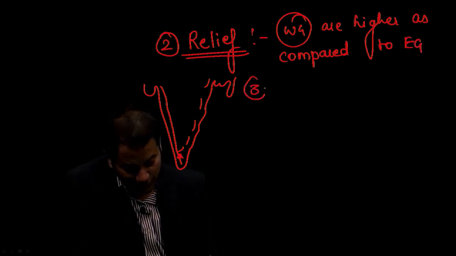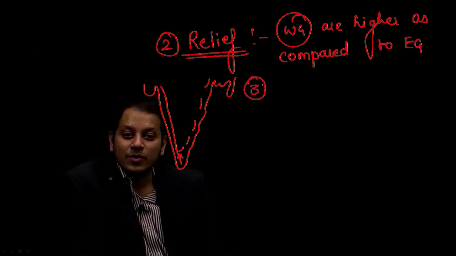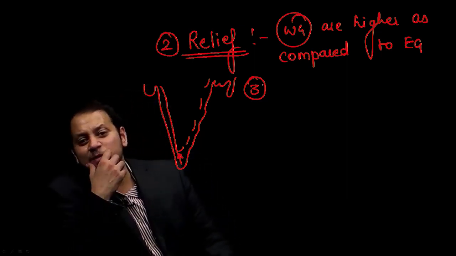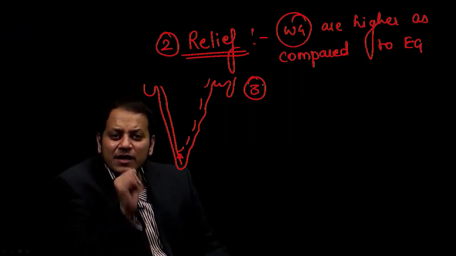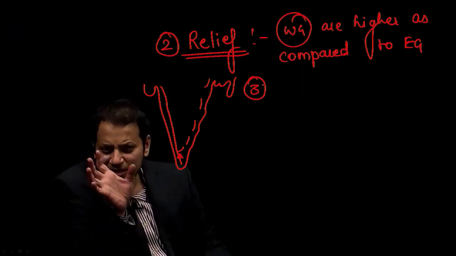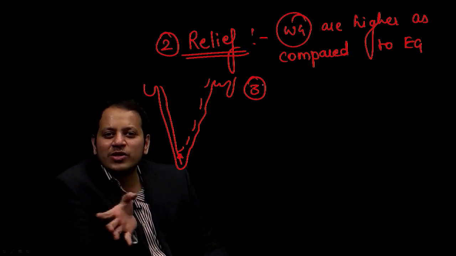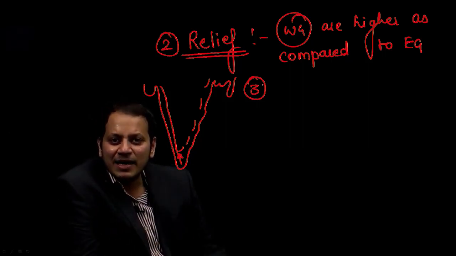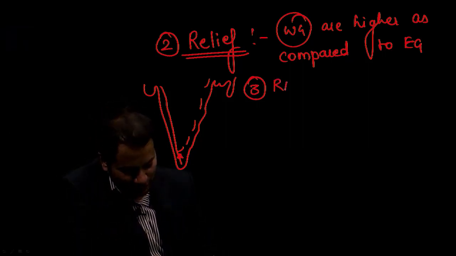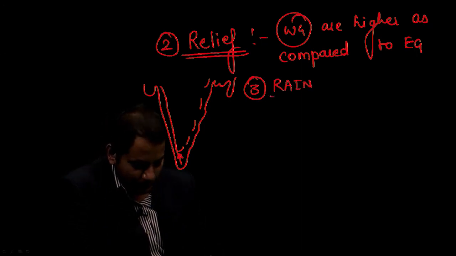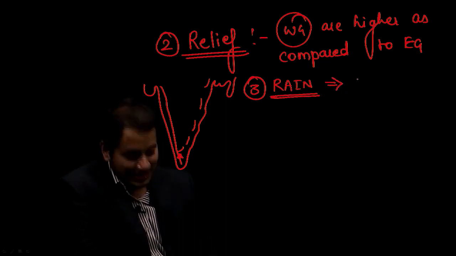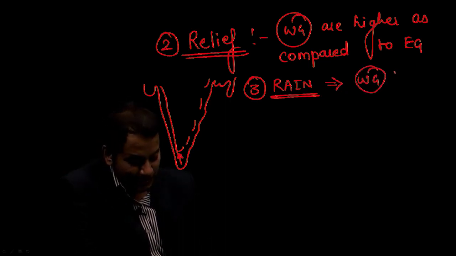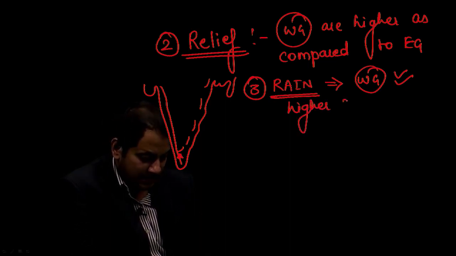What is the third point of difference? If it comes to the Western and the Eastern Ghats, what is the third point after relief? Just imagine the southwest monsoons. What do the southwest monsoons do? They give rainfall. So where is the rainfall greater? The rainfall is greater in the Western Ghats region. So the Western Ghats receive much higher rainfall than the Eastern Ghats.